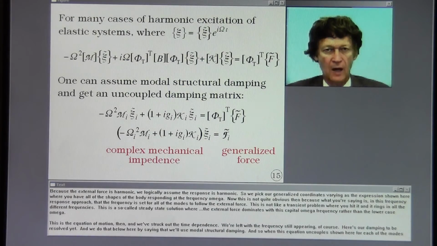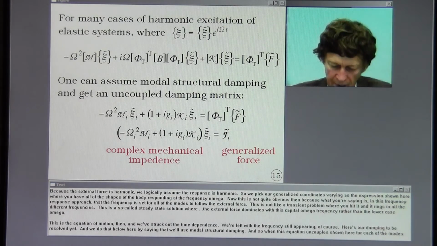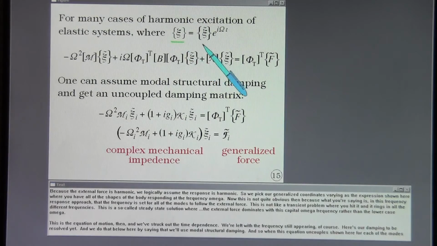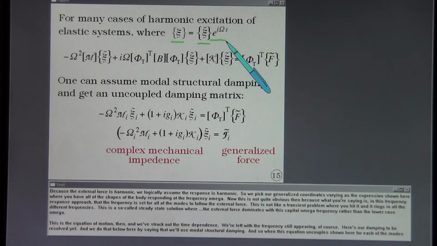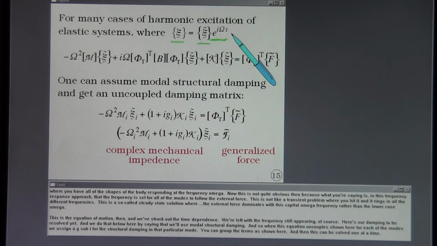Because the external force is harmonic, we logically assume the response is harmonic. So we pick our generalized coordinates varying as the expression shown here, where you have all of the shapes of the body responding at the frequency omega. Now, this is not quite obvious, because what you're saying in this frequency response approach is that the frequency is set for all of the modes to follow the external force. This is not like a transient problem where you hit it and it rings in all the different frequencies. This is a so-called steady state solution where you follow as the external force dominates with this capital omega frequency rather than the lowercase omega.